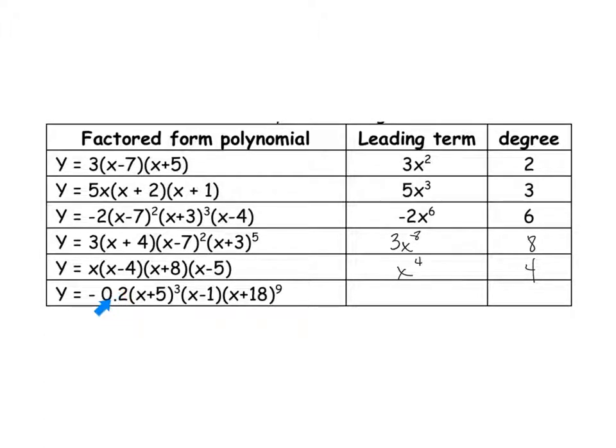A doesn't always have to be a whole number. I have negative 0.2 here. That's going to be my leading term, or my leading coefficient. I have x to the 3rd, x to the 4th, and then 9 more times, so x to the 13th. So this is going to be negative 0.2 x to the 13th, and I have that as a 13-degree polynomial.